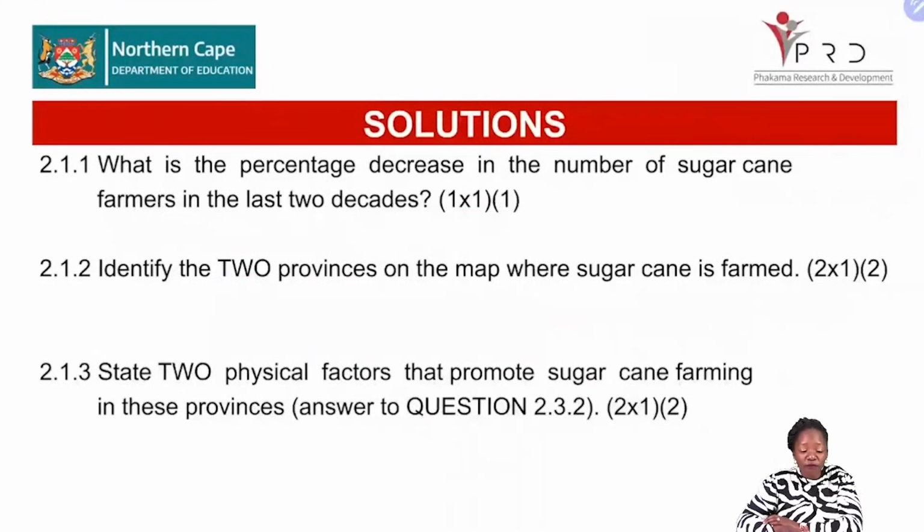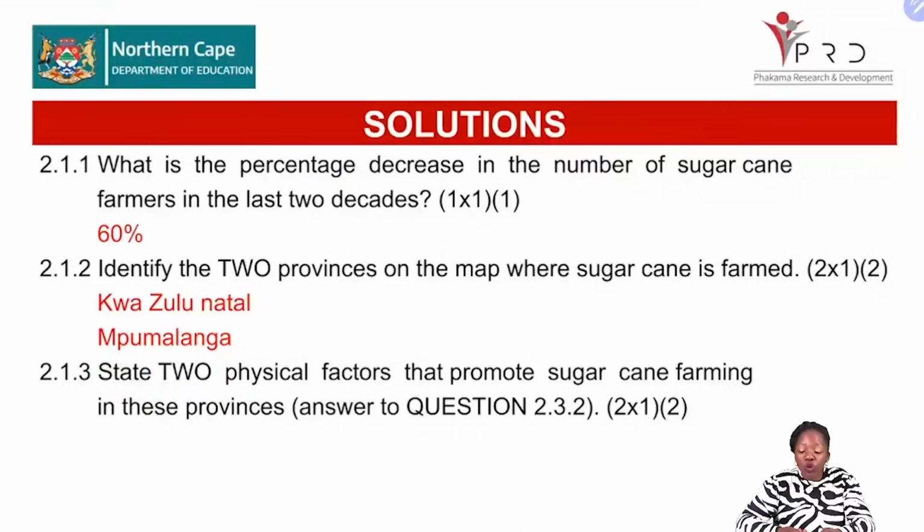Right, grade 12, looking at our first question, your 2.1.1, what is the percentage decrease in the number of sugarcane farmers in the last 2 decades? You will see that in the extract, they did indicate that the percentage decrease is 60%. Then 2.1.2, identify the 2 provinces on the map where sugarcane can be farmed. KwaZulu-Natal as well as Mpumalanga. Remember, you are using the key there to see which provinces have sugarcane.